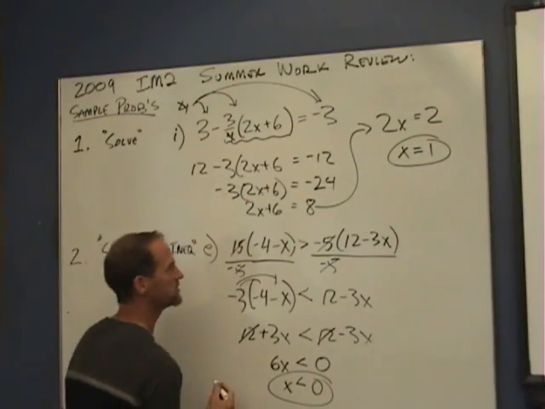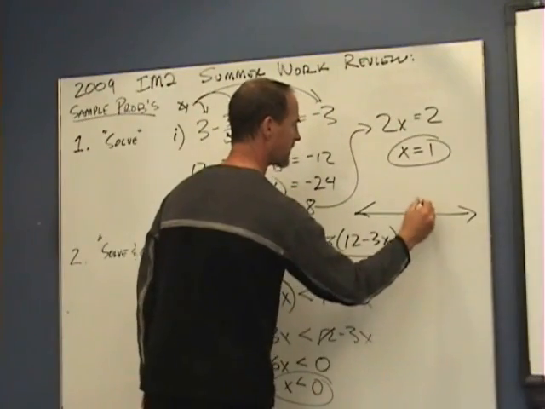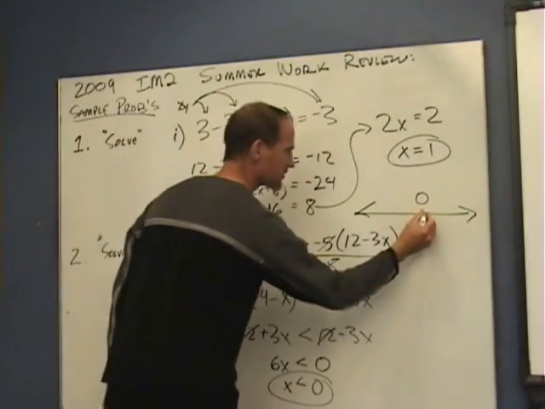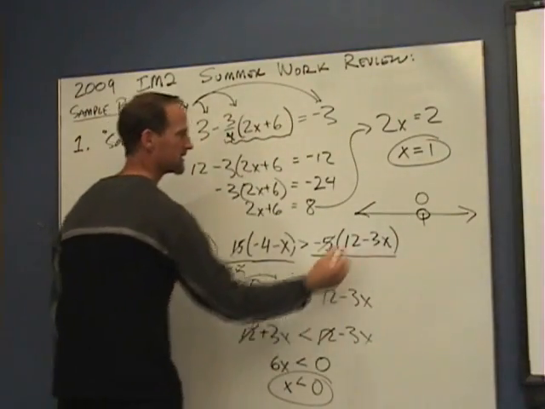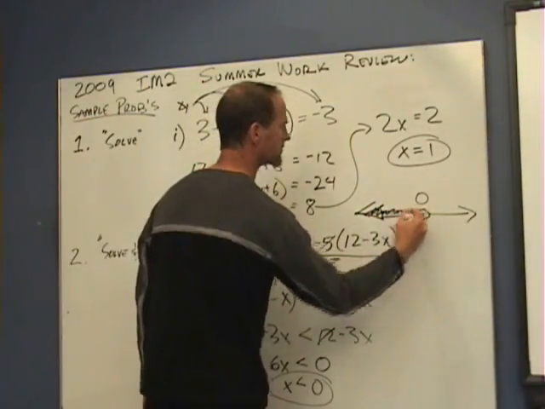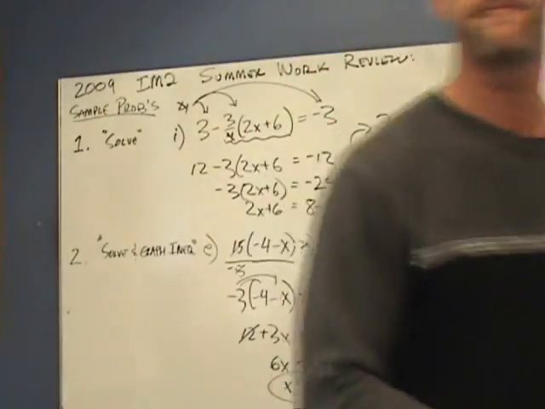And that's my solution. If I go to graph that, I'll just sneak it in up here. There's my 0. And if x is less than 0, I circle that. I do not fill it in. And then less than is obviously going towards the left. All right, there's 2 problems, and I'll reset.